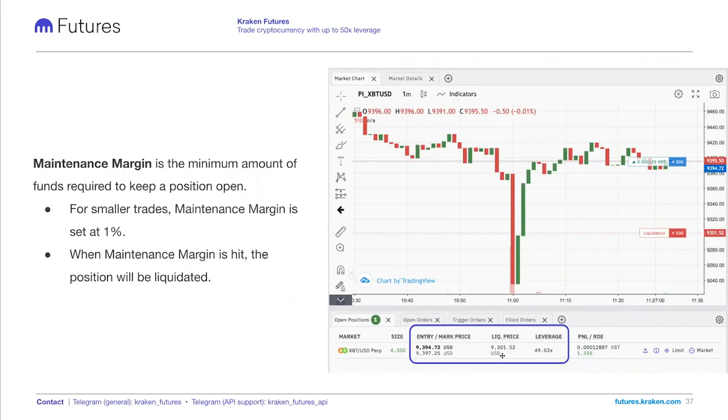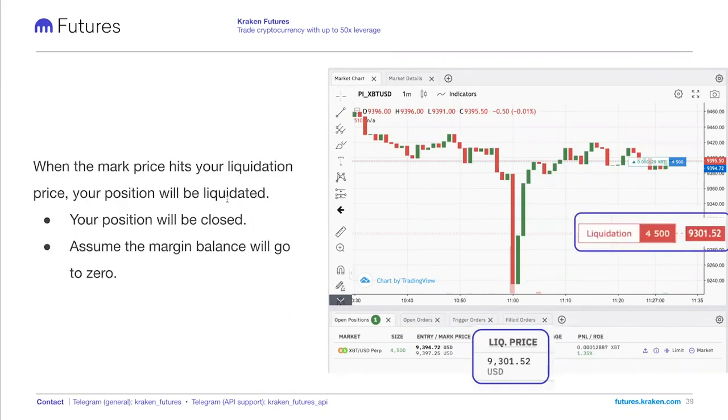And one other thing is, on the current contracts, the maintenance margin is always half the initial margin. Yeah, it's actually just the next slide as well. So when the mark price hits your liquidation price, your position will be liquidated. So when your position is liquidated, it will be closed.